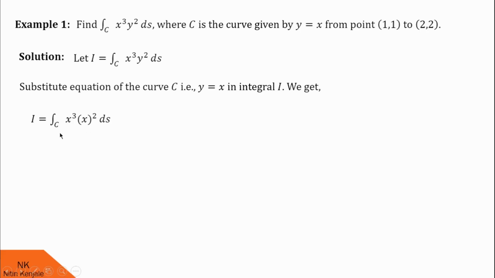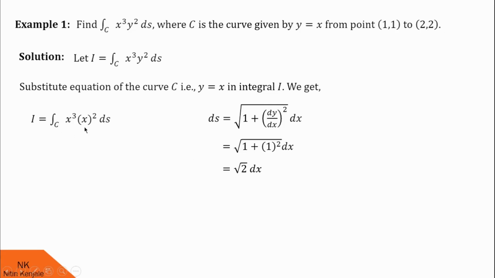ds along C. Next we will find value of ds in terms of dx. ds formula is under root 1 plus (dy by dx) the whole square, dx. We calculate dy by dx from the equation of the curve y is equal to x. So dy by dx you can see is equal to 1 because derivative of x is 1. Substituting dy by dx equal to 1 here, we get ds is equal to under root 2 dx. Now I replace this ds with under root 2 dx.